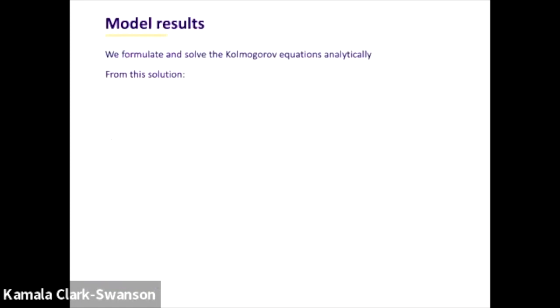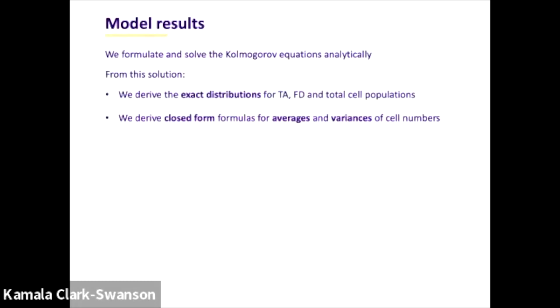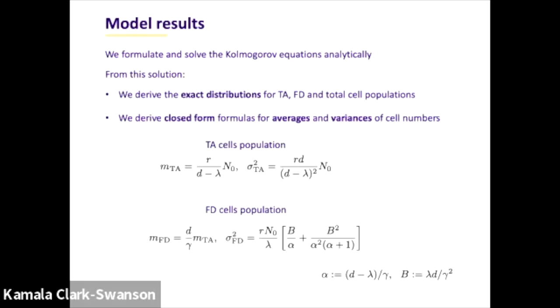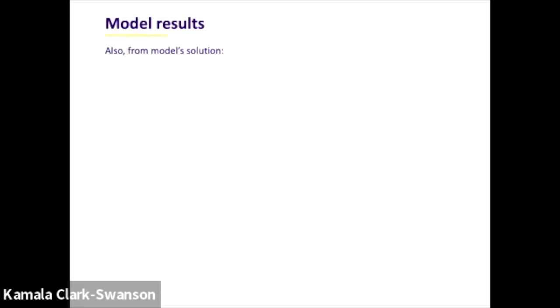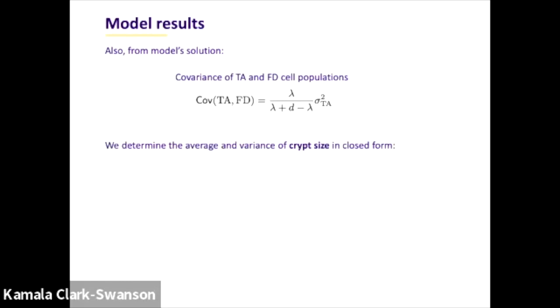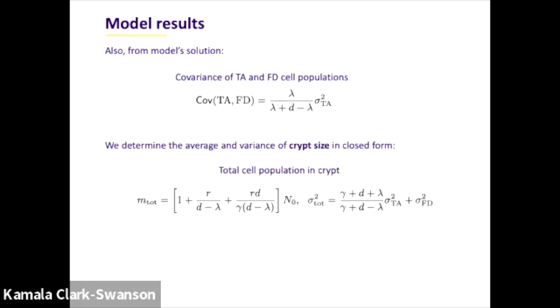So we are able to formulate and solve the corresponding Kolmogorov equations analytically for this branching process, but I won't bore you with the details. From this solution, we can derive the exact distributions for the TA, FT cells and the total cell populations. And we can also derive closed form formulas for the averages and variances of cell numbers. You can see here the formulas for the TA cell population and also for the FT cell population. Moreover, we also have the probabilistic structure between TA and FT cells from our model solution, thus having the covariance of TA and FT cells in closed form. And by using all the previous results, we have the average and variance of crypt size in closed form. Thus, we have those results for the total cell population in the crypt.